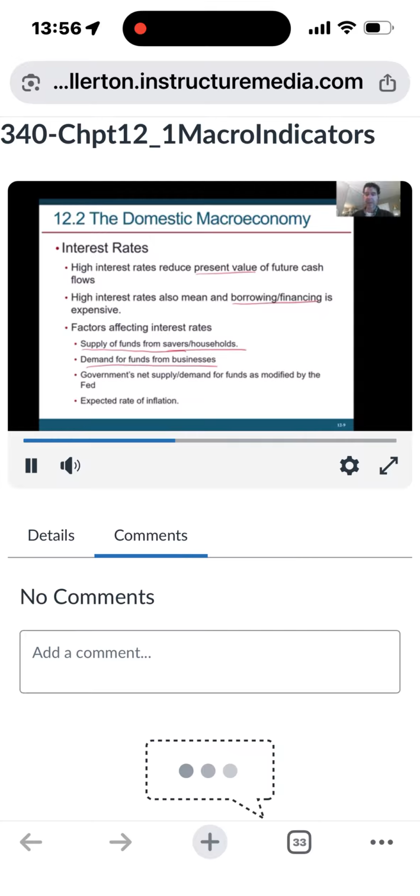The demand for funds from businesses, right? Like I said, businesses are big borrowers. They borrow a lot to go and expand their business. Also, the government, okay? So the government's net supply or demand for funds as modified by the Fed. The government borrows a ton, so they also borrow a lot. And then finally, the expected rate of inflation.